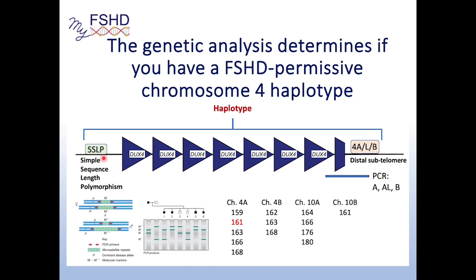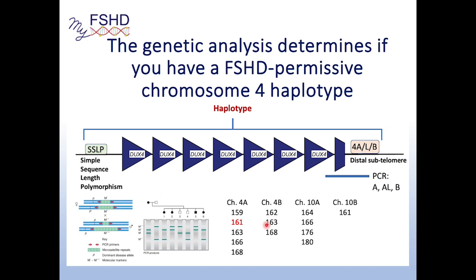These are really short, repetitive sequences that are highly variable in the human population, but there are specific ones in this region that are associated with certain FSHD haplotypes. For example, 161 often goes with 4A or 4AL. So you'll often see people who are 4A161. And when we see that, we know that they're likely FSHD permissive, all right?